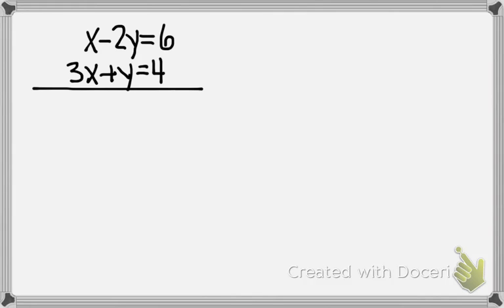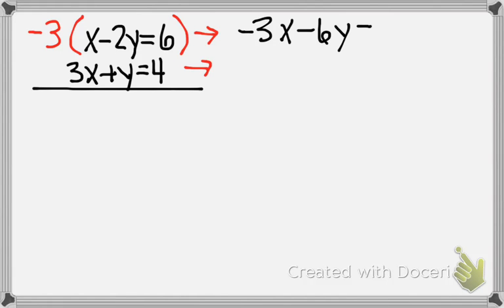So I think to myself, what can I do to the first equation to make the x a negative 3? I'll just need to multiply it by negative 3. There's no need for me to multiply anything in the second equation because I have the coefficient 3 that I need. When I multiply by negative 3, I'll have negative 3x minus 6y equals negative 18. We did not change anything about our second equation. So 3x plus y equals 4.